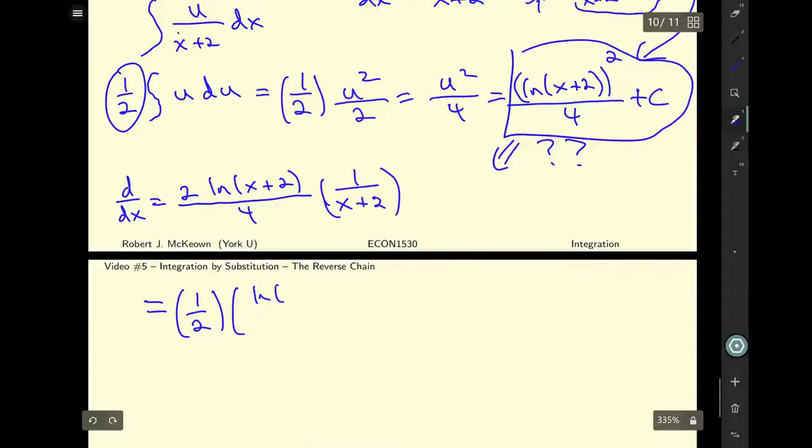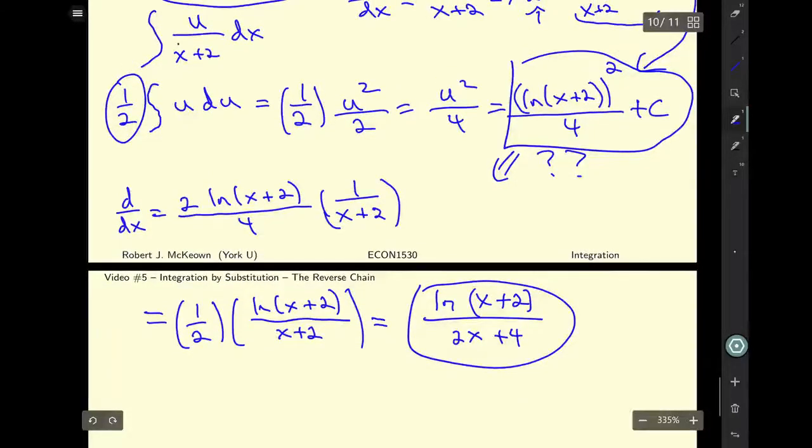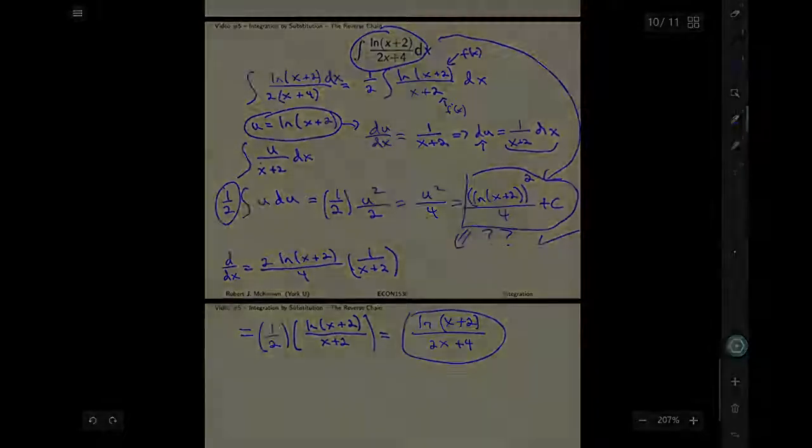times the log of x plus 2 over x plus 2, which is equal to the log of x plus 2 over 2x plus 4, and that's what we started with. So we did integrate the function properly.